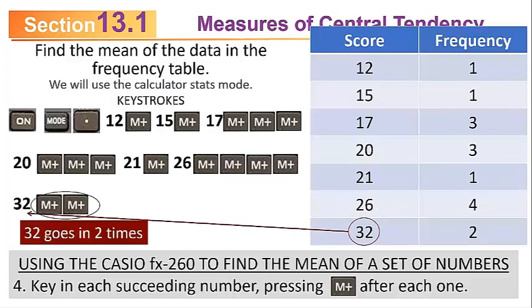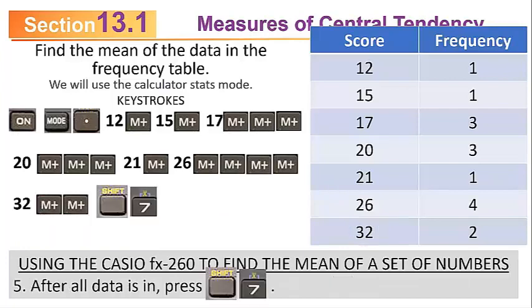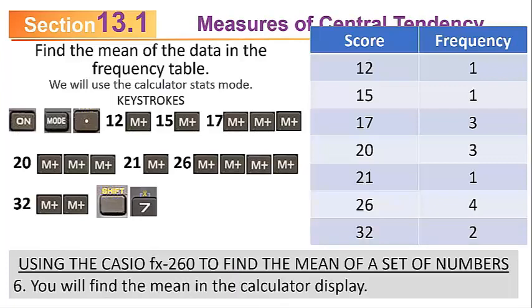And once you get all the data in, you do Shift 7. And once you do Shift 7, the calculator display will give you the answer. And in this case, it's 21.8. So the mean is 21.8.